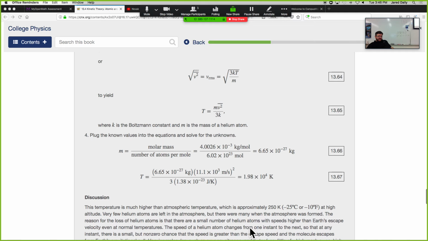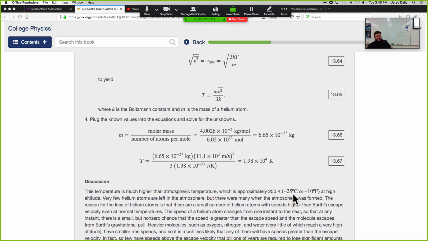At high altitudes, we have 250 K of temperature, so it's pretty low temperature. 250 K is negative 25 C. It's pretty cold.